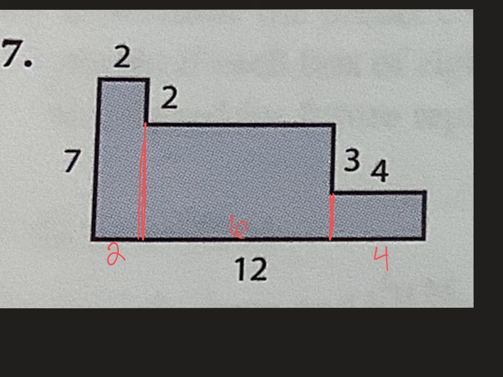No, from here to here is 6. And then this height here would be 5, right? So this rectangle here is a 5 by 6. So you're going to do 5 times 6. Then this one here, you're going to do 7 times 2. And then this red one, you're going to do 4 times 2.